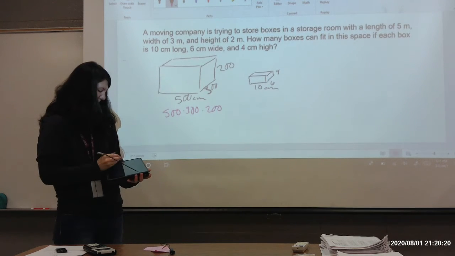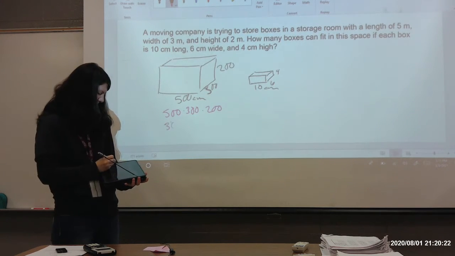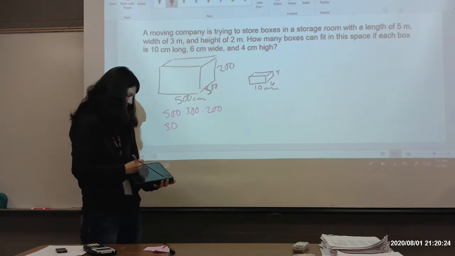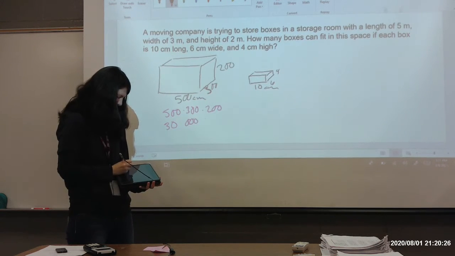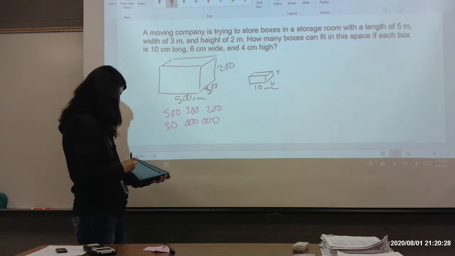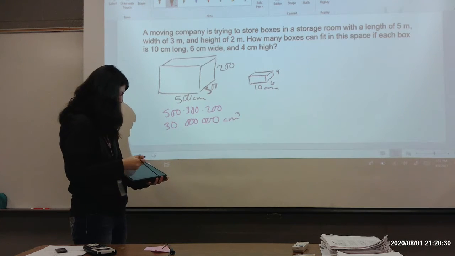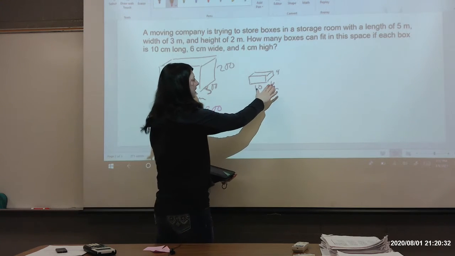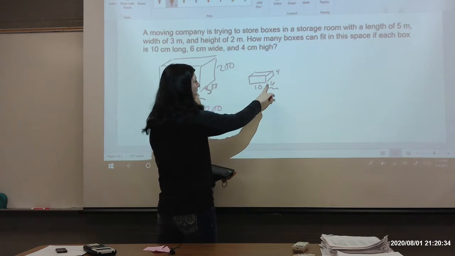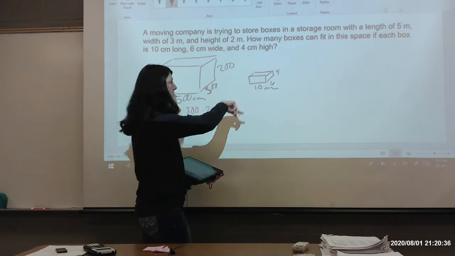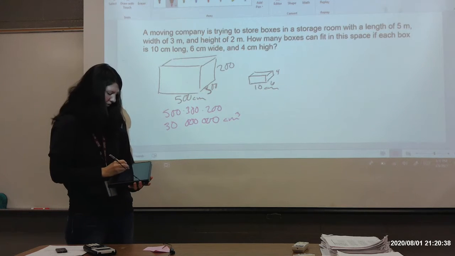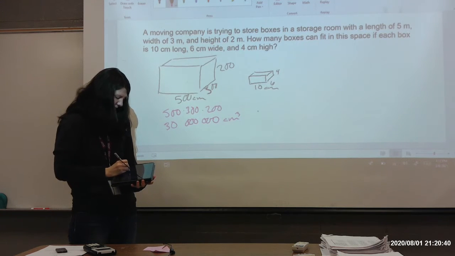So this is going to be a big number. We got 30 plus 2, 4, 6 zeros, so 30 million. So this is 30 million cubic centimeters. And this one is 10 times 6 times 4. So 6 times 4 is 24. 24 times 10 is 240. So 240 cubic centimeters.